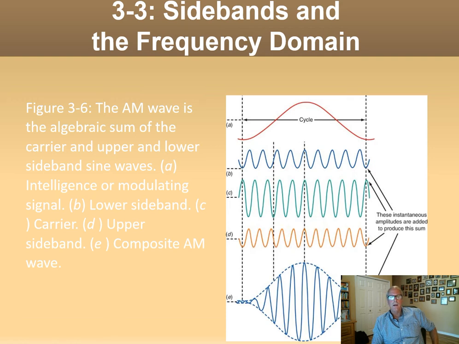Here's what it looks like in the time domain. I think we look at the frequency domain next time. But here's the envelope, okay? Here is the modulation voltage, that's A. B would be the lower sideband. C is the carrier. D is the upper sideband. Notice the sidebands are lower in amplitude. As a matter of fact, they're half of the carrier when modulation index is 1. It's exactly half of the carrier when you have 100% modulation.